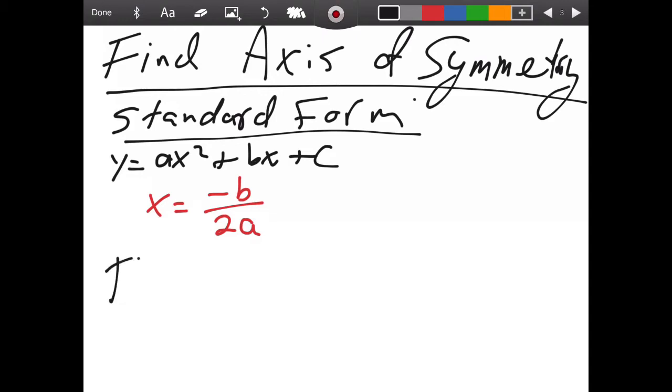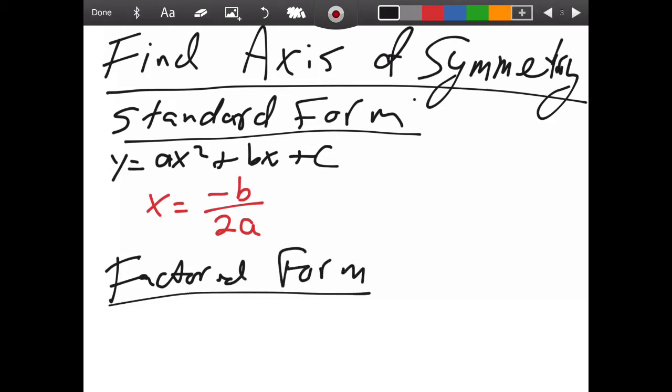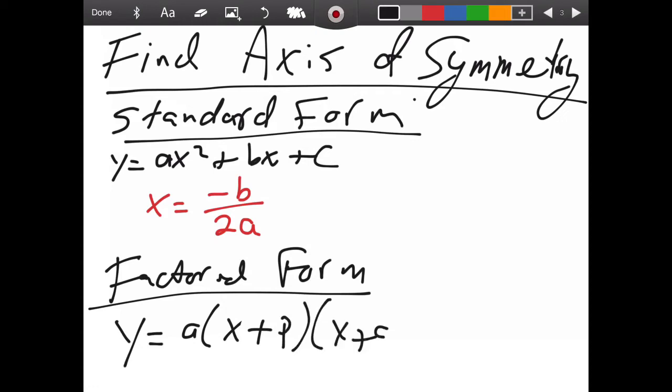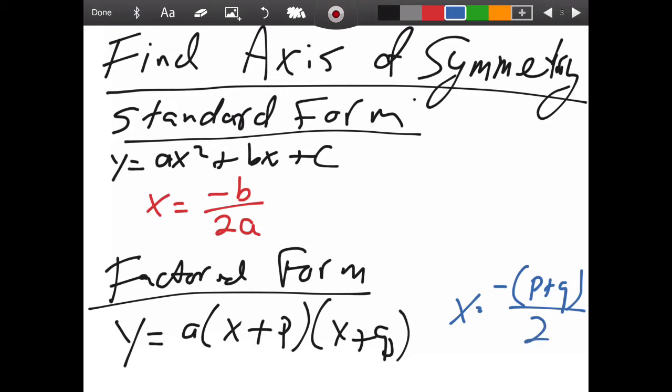When you do factored form, it is y equals a times x plus p, x plus q, and the axis of symmetry here was x equals the opposite of p plus q, divided by 2. So all you have to do, and this is the only work you're going to have to show on this entire worksheet, is this, and then you're going to use all that information as you graph it.